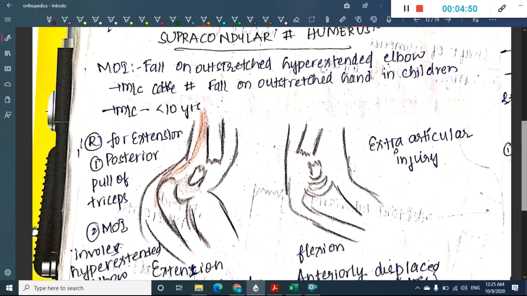The next fracture which is important is supracondylar fracture of humerus. What is the mechanism of injury in supracondylar fracture of humerus? It is fall on the outstretched hand. What is it most commonly seen in? It is the most common fracture which is seen due to fall on the outstretched hand, and it is most commonly seen around 10 years of age.